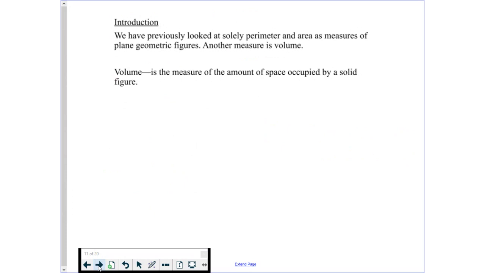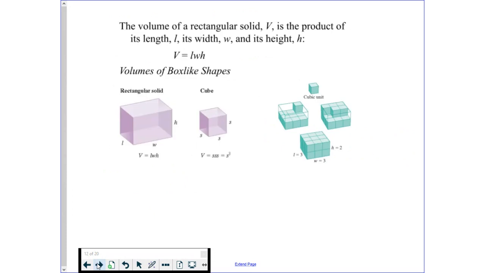Now let's see the first geometric figure. So the first kind of geometric figures we are going to look at will be rectangular. Now, if you see here, we have rectangular solid, and special kind of rectangular solid we are going to consider is cube. So the volume of rectangular solid is the product of the length, width, and the height. So you just multiply the three dimensions, you'll get the volume.